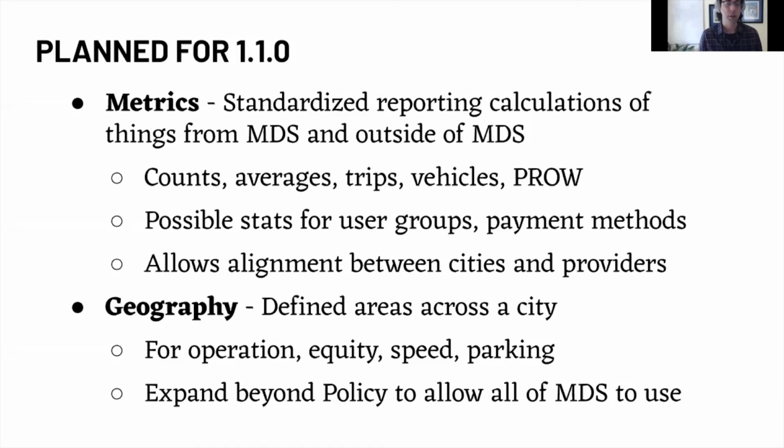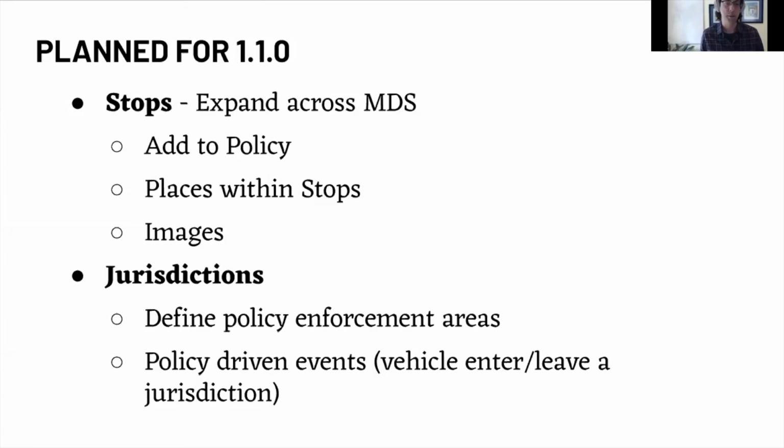We also have the geography idea, which is going to be generalized for all of MDS. Right now it's within policy, as Brian talked about. So it's the way currently you can define a geographic area and put rates on that and other things, but we want to make it available for all of MDS, including metrics. So it could be used for an operational area, an equity area, a slow speed area, a parking area, et cetera. Those can all be defined, and we want it to be across all of MDS.